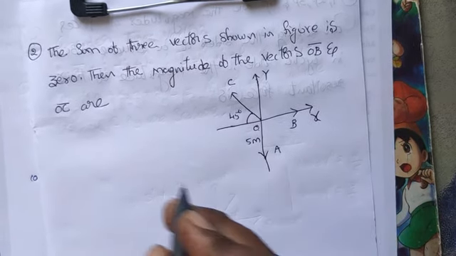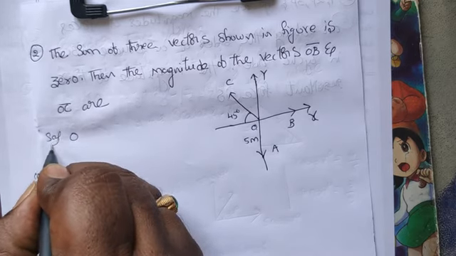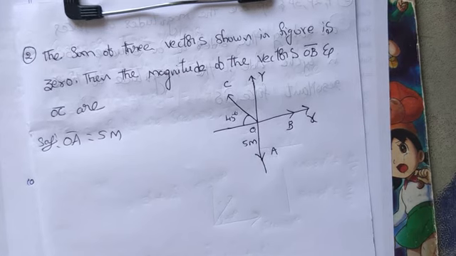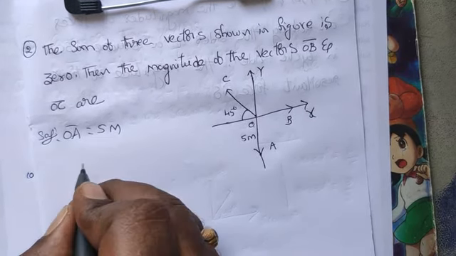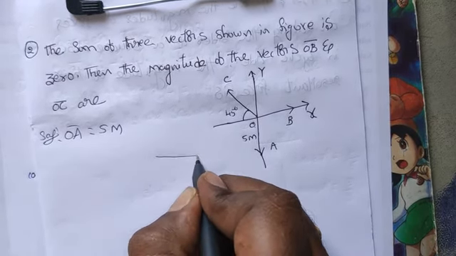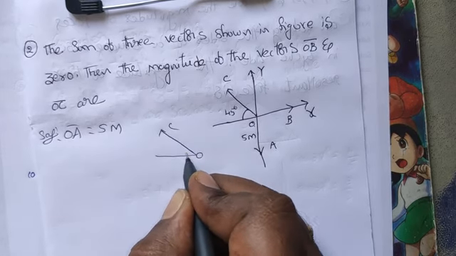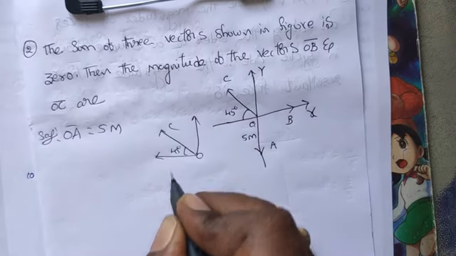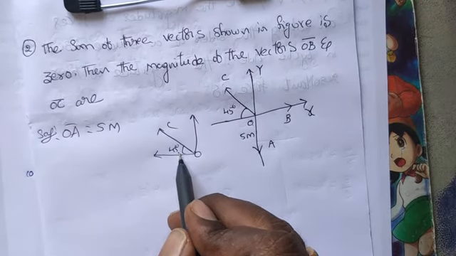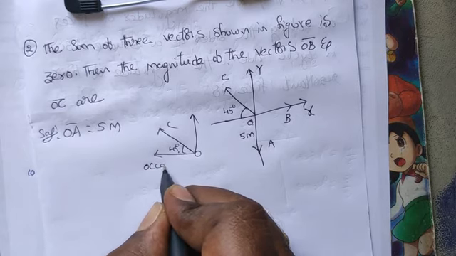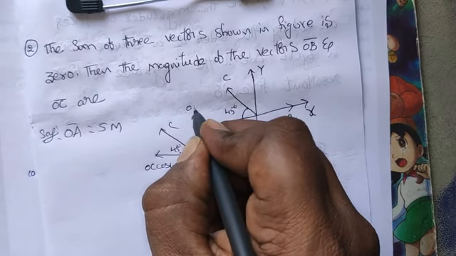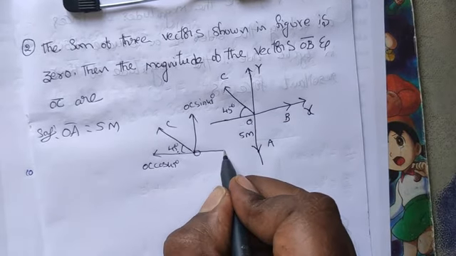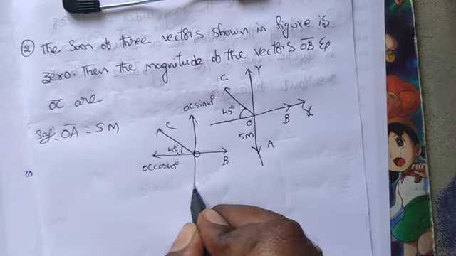If you observe here, according to this diagram, OA is given as 5 meters. Now OC, if you observe here, OC is making angle theta. Along horizontal is OC cos 45, along vertical is OC sin 45. Yes or no? And here we have B, and here we have A.